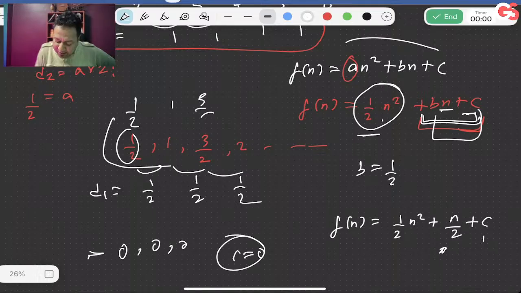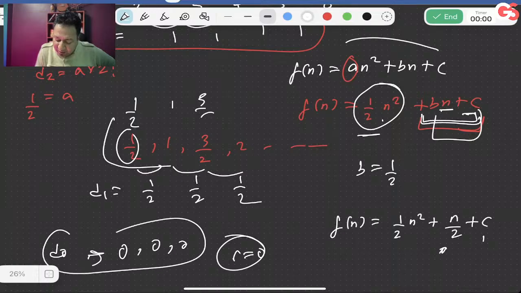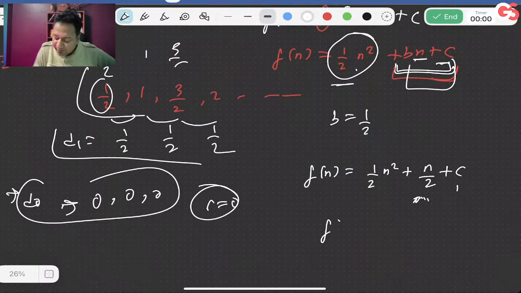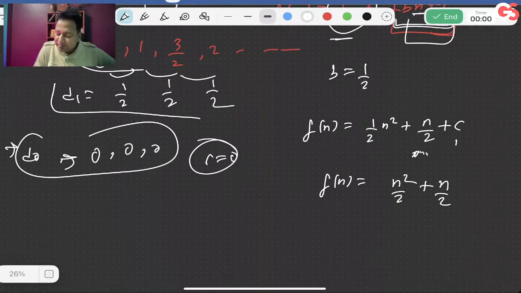In the first case, d0 only I got the value. Here I got the value in d1 of b. I got the value of d0 in the 0th step itself. C is 0. So this function was essentially, fn was n square by 2 plus n by 2. That was the function. Or simply saying, take n by 2 common, n plus 1.